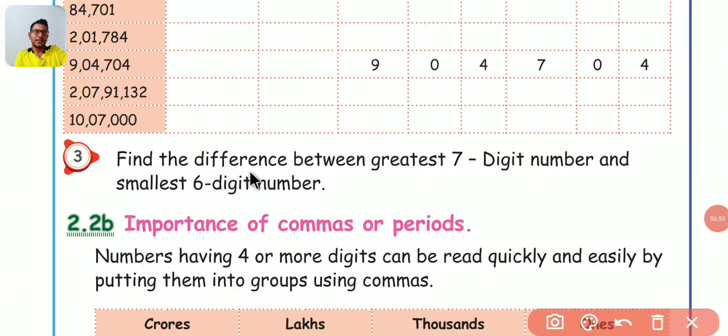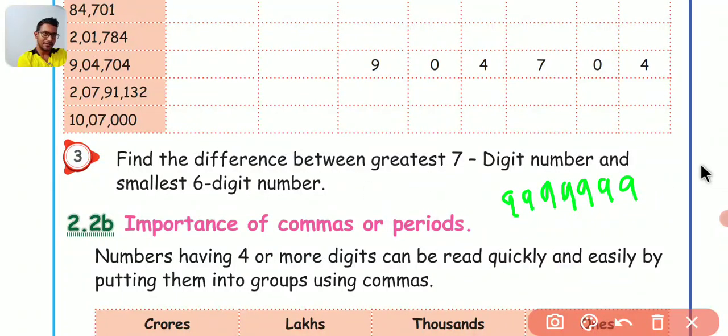Here they are giving the third one. Find the difference between the greatest 7-digit number and the smallest 6-digit number. So the greatest 7-digit number means you have to write 9, 9, 9, 9, 9, 9, 9. Okay, this one is the greatest 7-digit number. Next you have to write the smallest 6-digit number. That means you have to write 1, 0, 0, 0, 0, 0. What is this number? Ones, thousands, lakh, 1 lakh. This is the smallest 6-digit number.